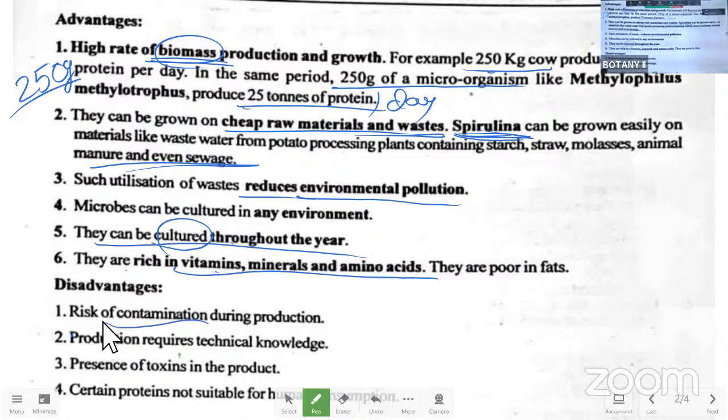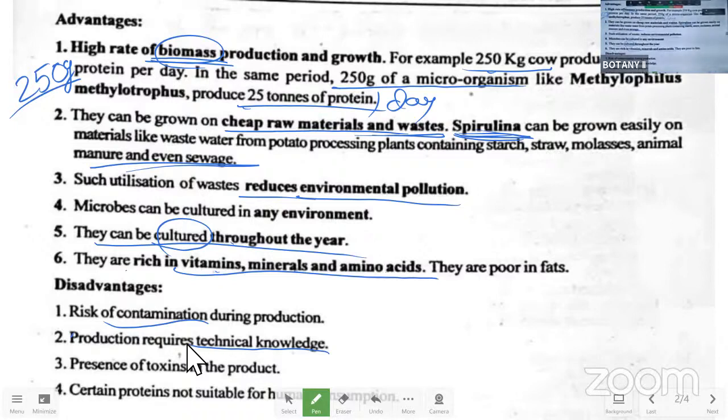Contamination means that through them, even we will get the infection. That is the contamination. And the second one, this requires technical knowledge. What we said in biotechnology, whenever we are using the lab, technical skills are important for the person. Same thing over here also, we have to write as a disadvantage.